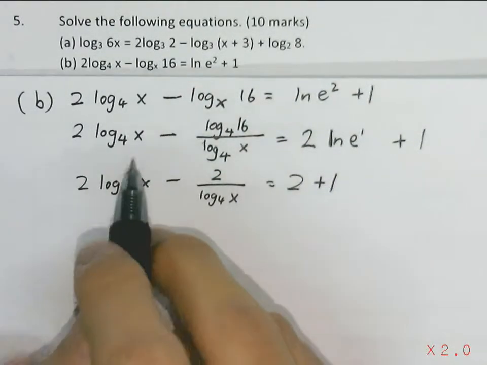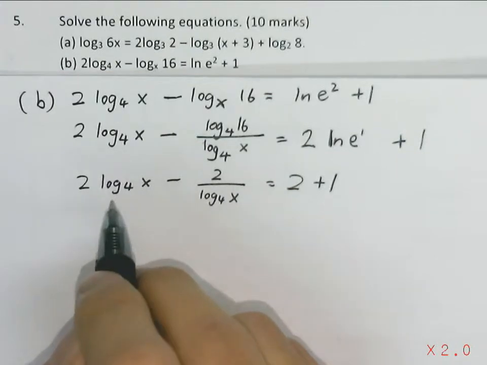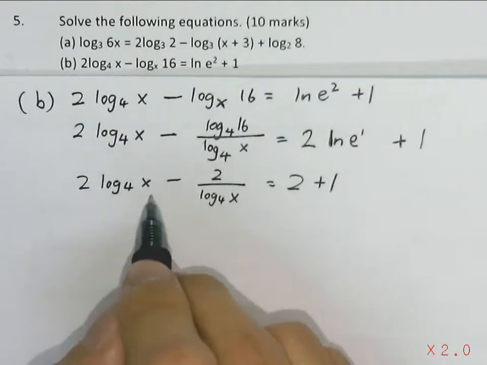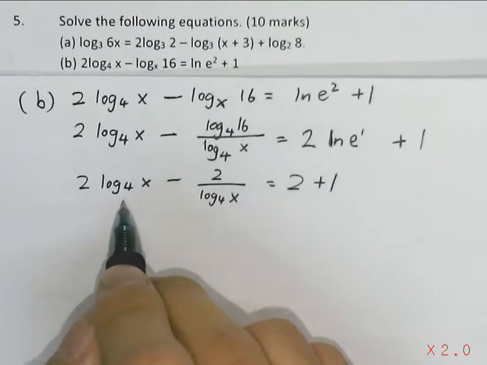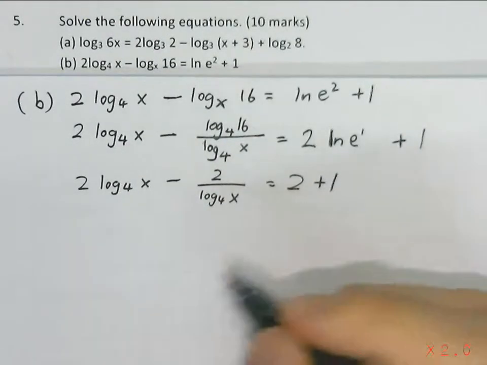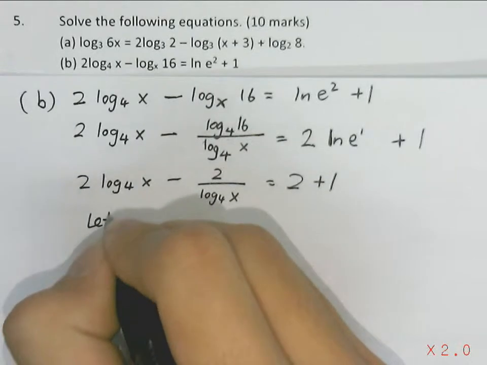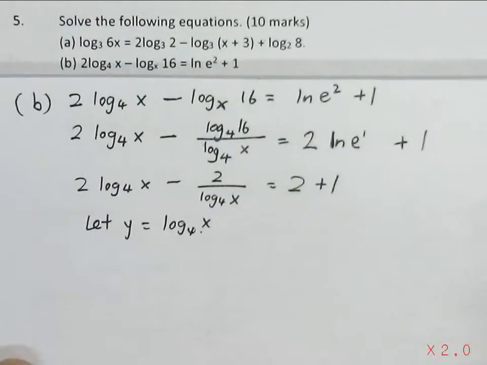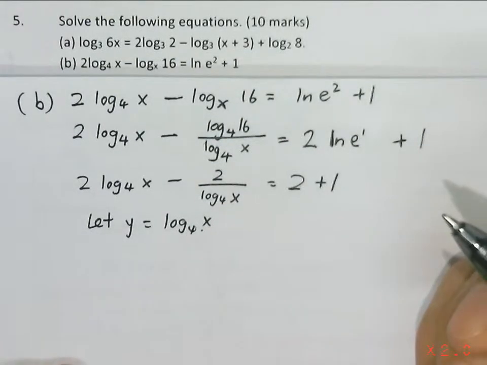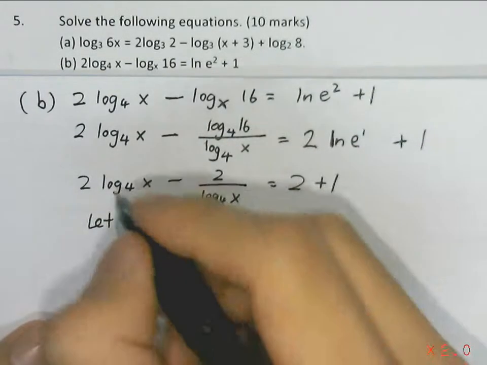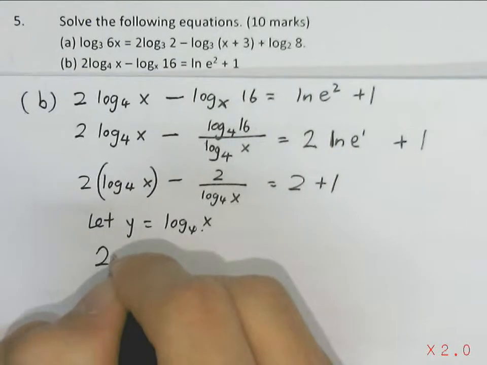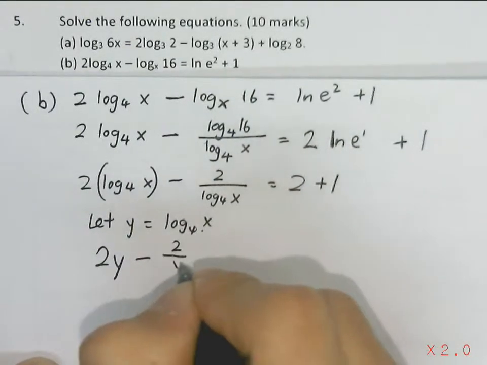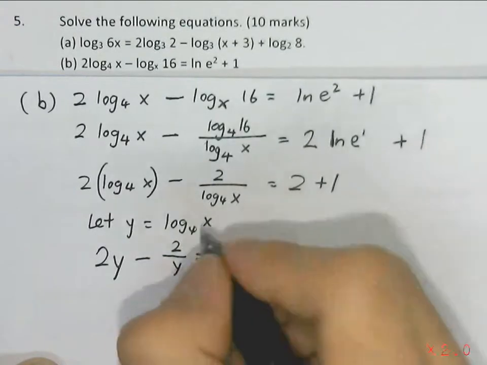Now we notice that both of the first 2 terms here, both terms on the left side, have this log x base 4 term. So let's use a substitution. Simple substitution, let y equals log x base 4. And you can substitute this away as 2y minus 2 over y equals 2 plus 1, 3.